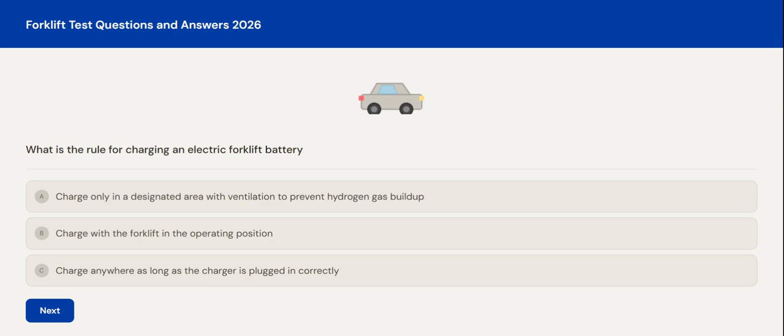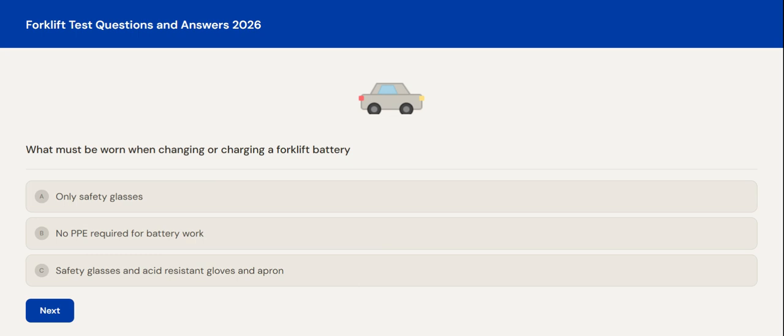Next point, what is the rule for charging an electric forklift battery? Charge only in a designated area with ventilation to prevent hydrogen gas buildup. Charging batteries release hydrogen gas, which is explosive. A designated, ventilated charging area is not a convenience, it is a safety requirement.